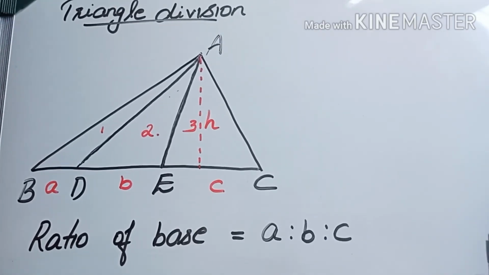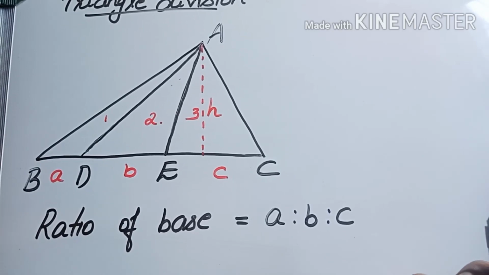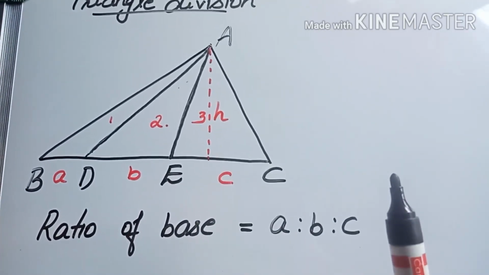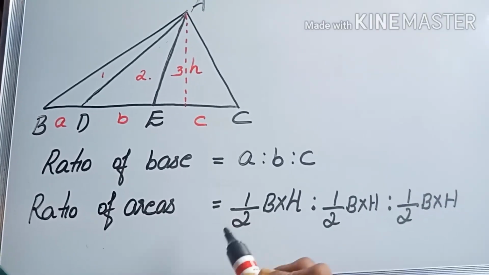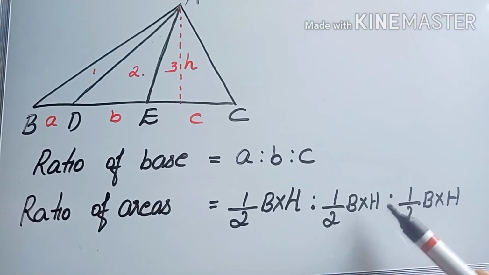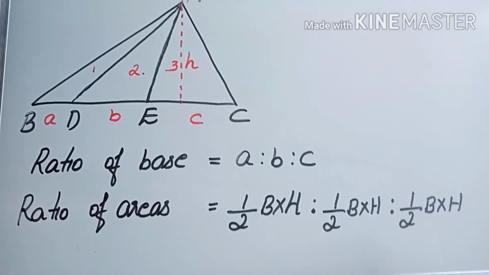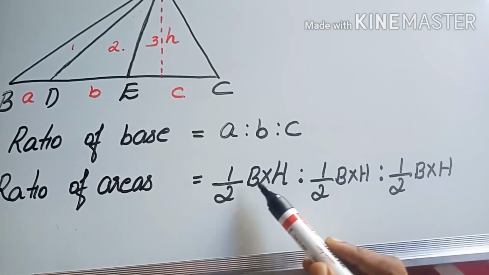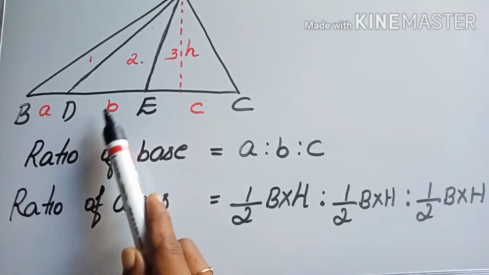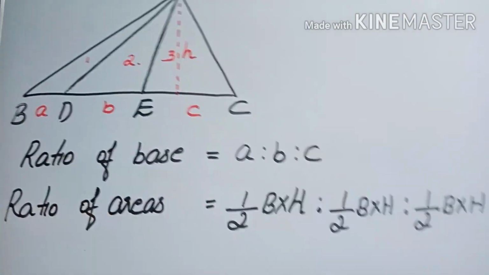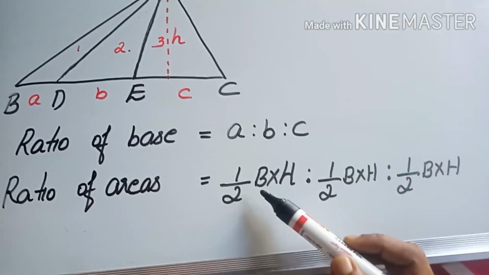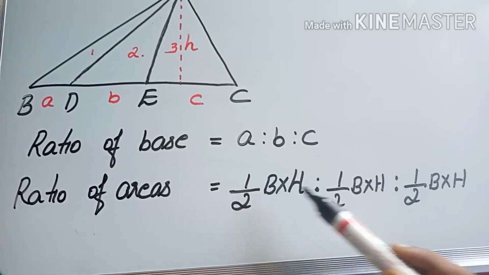Next we need to find the ratio of area of these three triangles. So ratio of areas of these three triangles means first triangle's area is to second triangle's area is to third triangle's area. Here I am using base and height as capital letters because we are considering small letter b for the second base. So in order to avoid the confusion, I am taking base and height as capital letters. Okay. So for the area of triangle, equation is half BH.